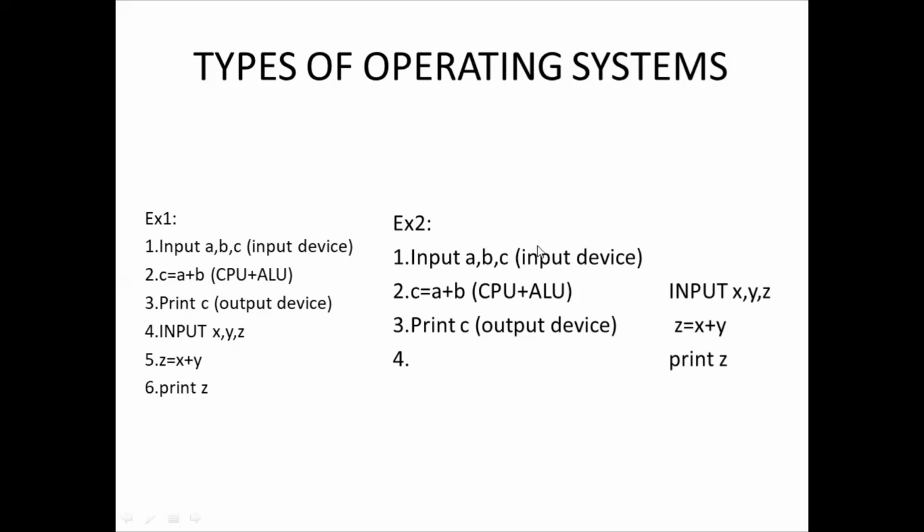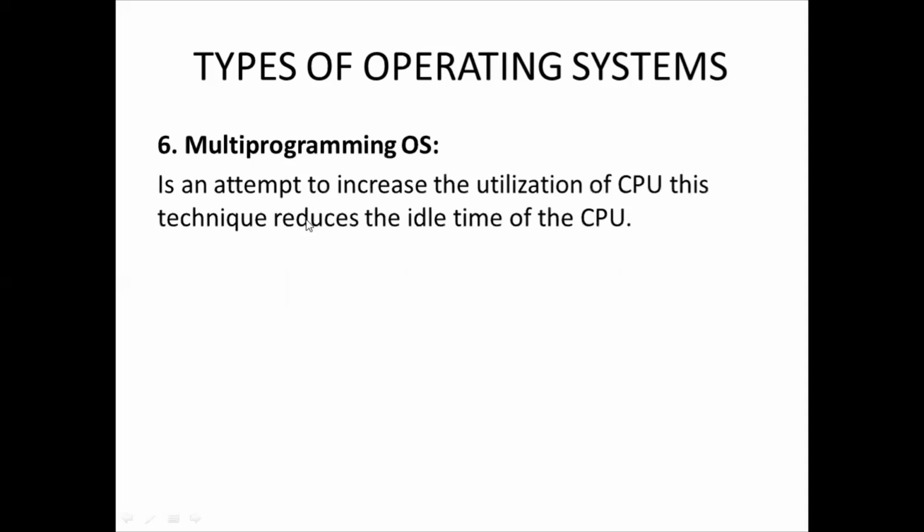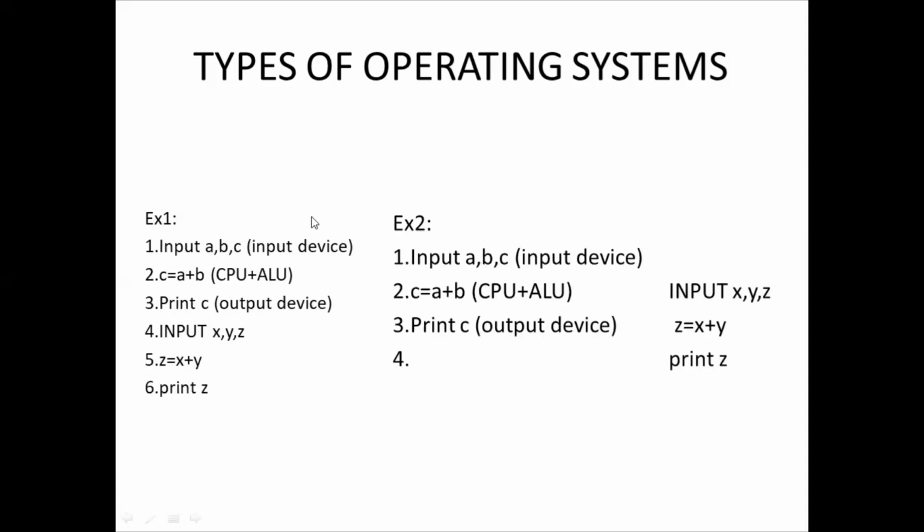Here the same execution has been done in 4 seconds, whereas the previous example took 6 seconds. That is only to reduce the idle time of the CPU. It is an attempt to increase the utilization of the CPU. This technique reduces the idle time of the CPU, making use of all the devices. When one device is free, we give an instruction to that device and keep it engaged, right?